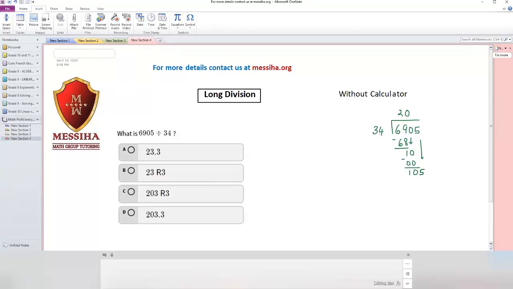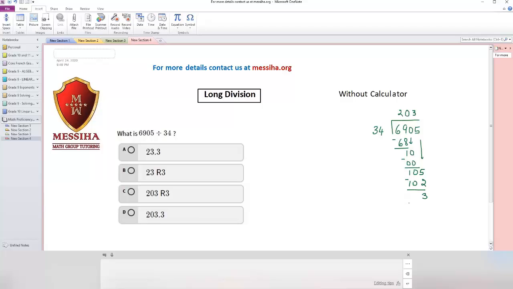105 divided by 34. For sure I can. So I can try, let's say, 3. 3 times 4 equals 12, and I carry 1. 3 times 3 is 9, and 1 makes 10. So 102 is smaller than 105, which means 3.